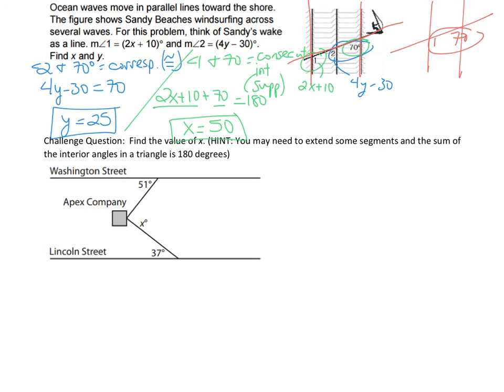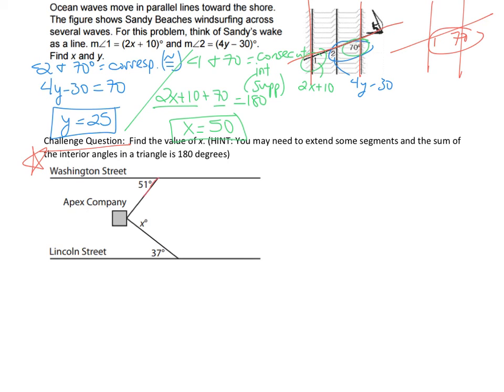This last question is a challenge question, but it is a pretty common question that they like to put on the benchmark. So that'll be later in the year, but still applicable. So we need to find the value of x. And a hint is you might need to extend some of our segments to connect some different things. Plus we need to know that the sum of the interior angles in a triangle, so if you have a triangle that's created, the interior angles, all three of them, will add up to equal 180 degrees.